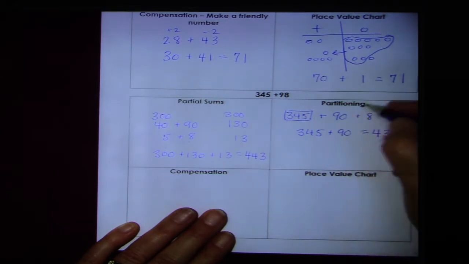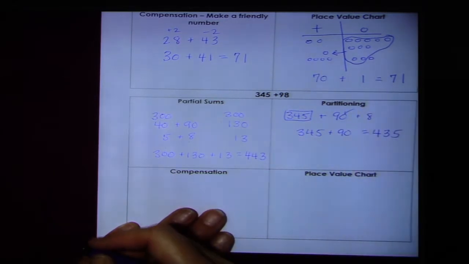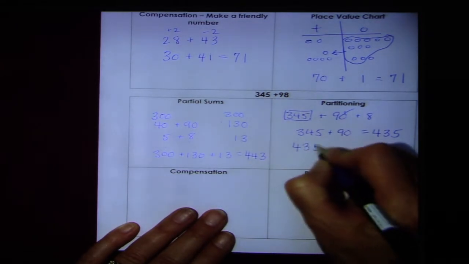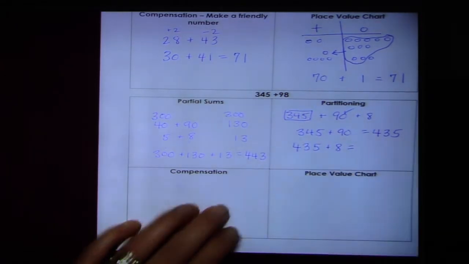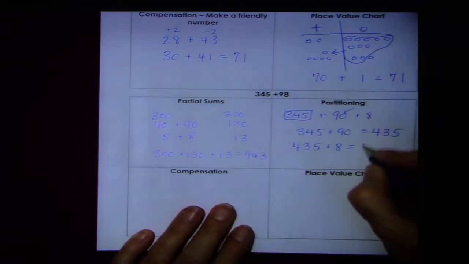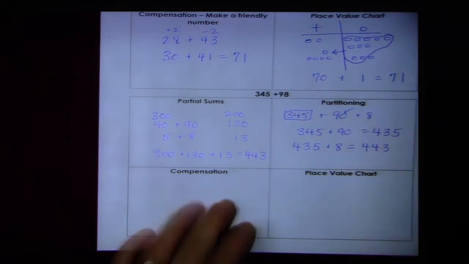And as we start doing this, there are kids that will want to check off what they've done. Great strategy. Staying organized is part of math. So now I have 435 plus 8. My thinking is, well, 435 plus 5 is 440, plus 3 more is 443.